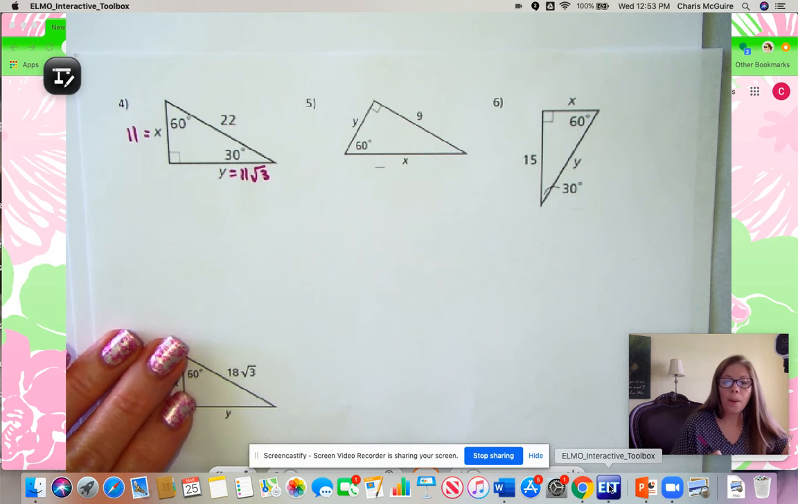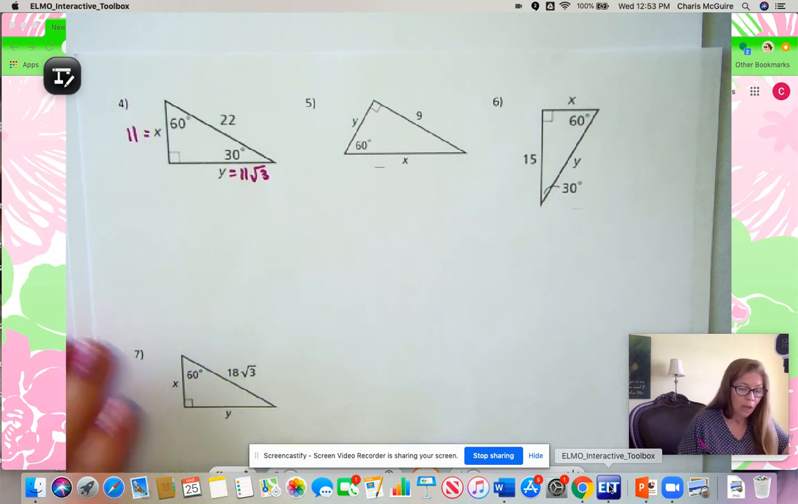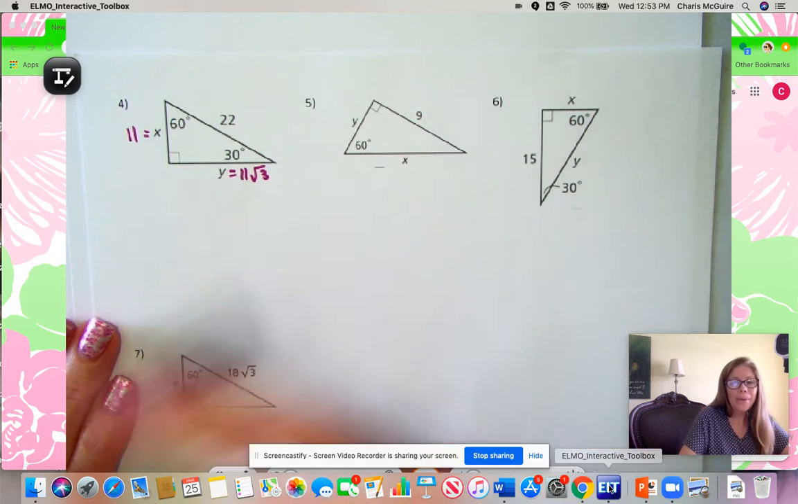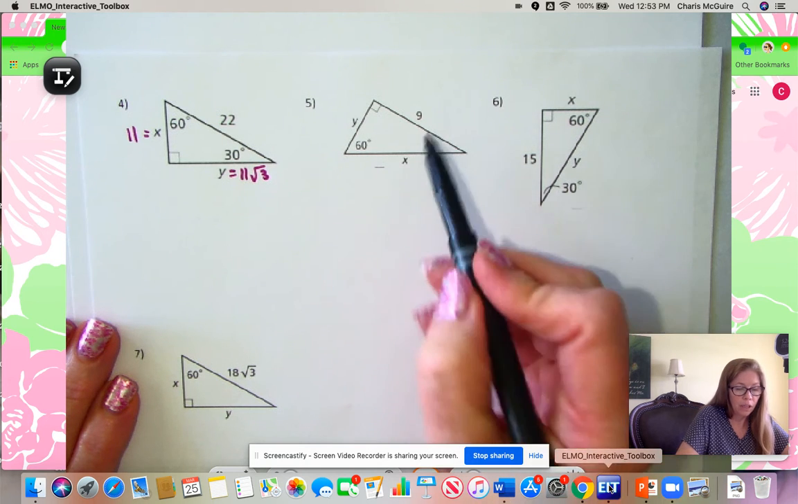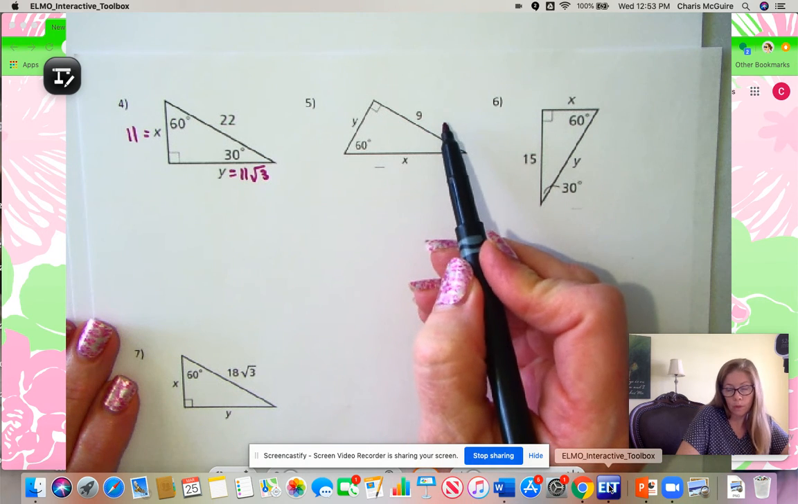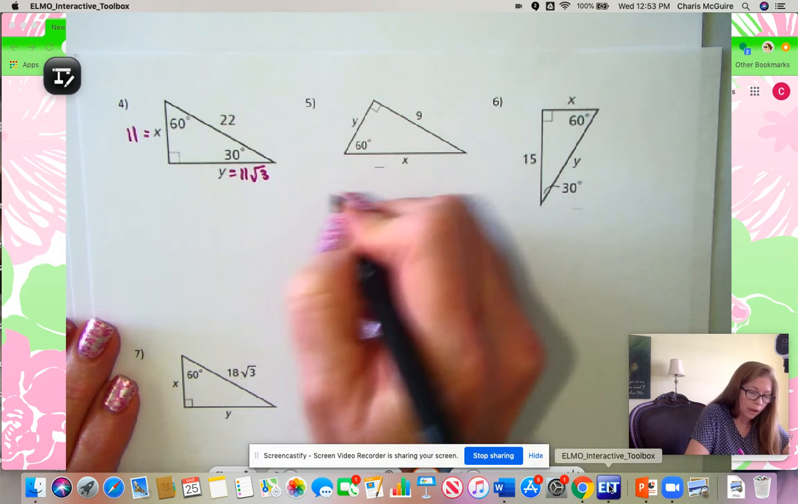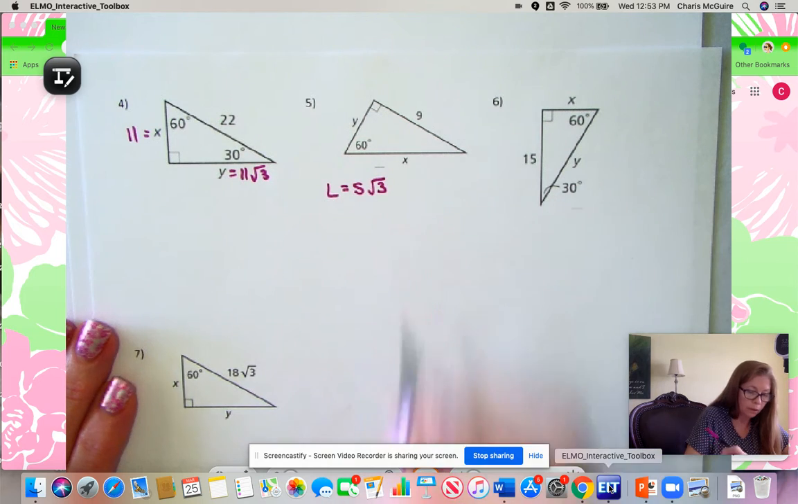Okay, so number 5. I'm going to work through number 5 with you. Number 5 and number 6 represent the hardest kind that you can get, and they're not even that bad. So number 5, they're giving us the long leg, but it's not in the consistent, cute little pattern, right? We'd expect to see short leg times the square root of 3. We don't see a square root of 3 here. So we're going to use the formula, long leg equals the short leg times the square root of 3.